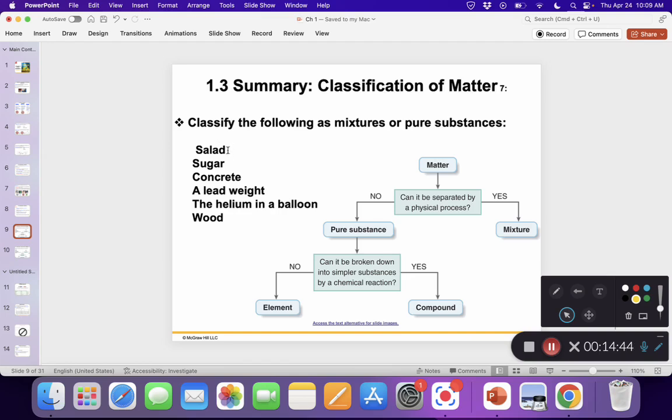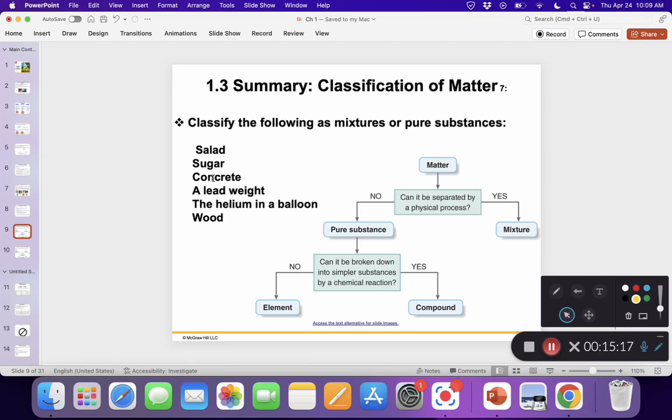Is salad a mixture or a pure substance? I will give you a couple of seconds to think. Salad can have some lettuce, some tomatoes, some other greens, right? You can use the spoon to separate a tomato from the salad. So salad is a mixture. Sugar is simply the molecule of sugar. It has a single component, so we call sugar a pure substance.